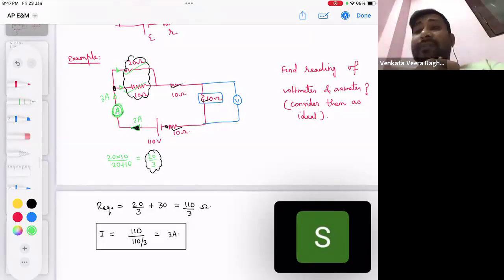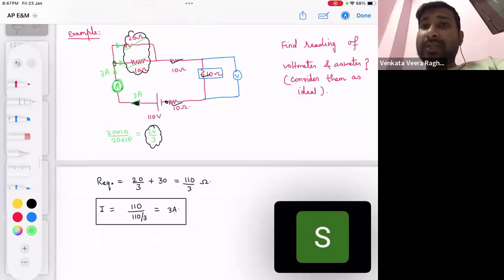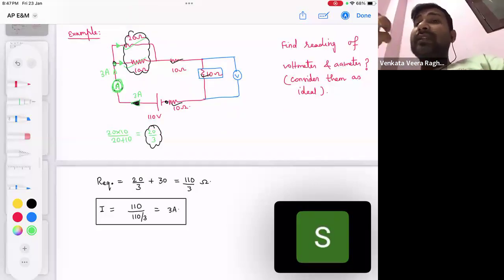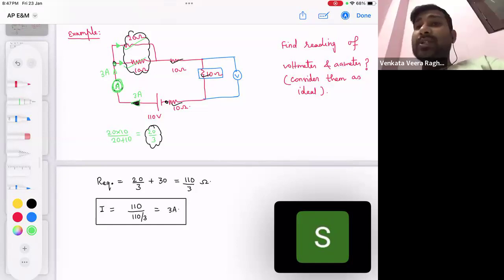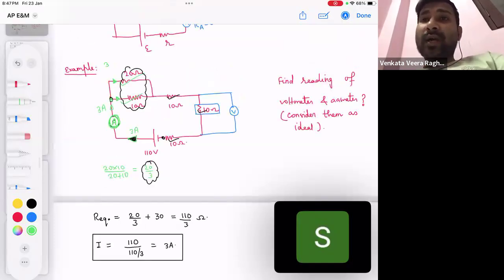And in parallel, potential difference remains the same. So can I say this same 3 ampere current is going to distribute in the two branches, and how is it going to distribute? So what is the resistance ratio? In that ratio the current is going to distribute. Resistance ratio means 10 into 20. So current is going to distribute in what ratio? 1 is to 2 ratio. So let's distribute 3 ampere in 1 is to 2 ratio.